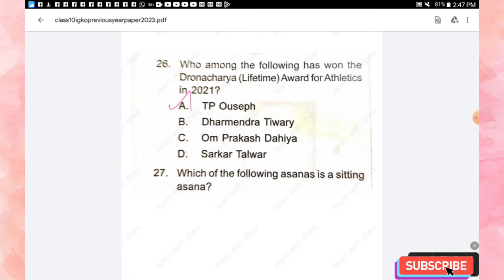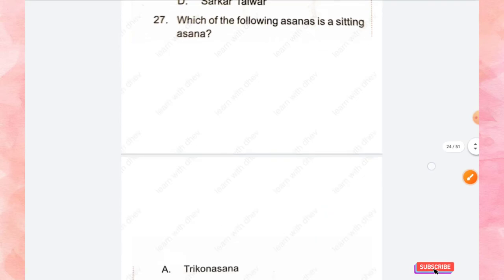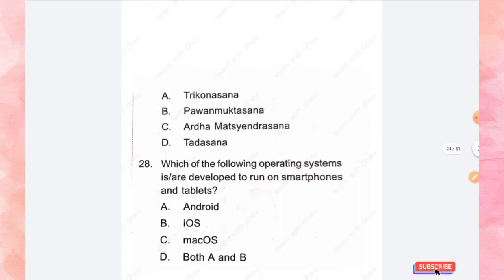Question number 27. Which of the following asanas is a sitting asana? Option A, Trigonasana. Option B, Pavan Muktasana. Option C, Ardha Matsyendrasana. And option D is Tadasana. So the right answer is option C, Ardha Matsyendrasana.